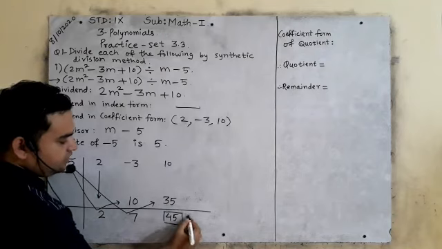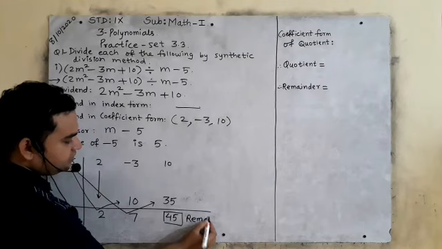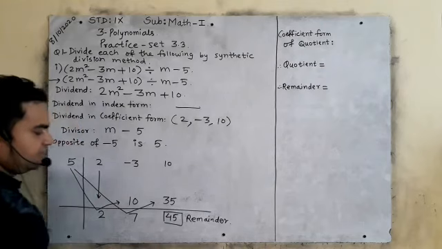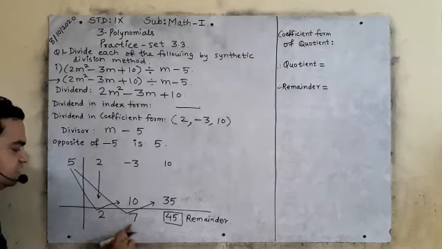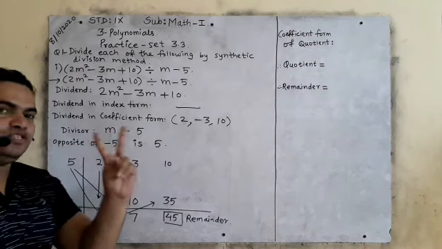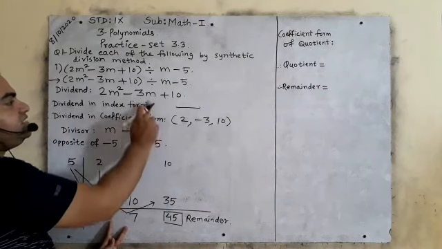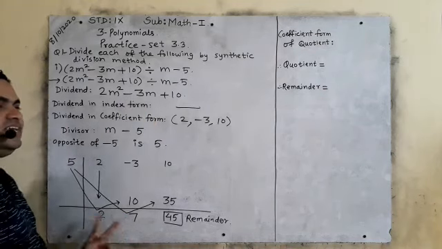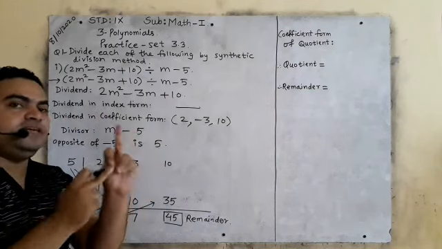So the last number is always considered as the remainder. Clear? And the remaining 2 digits will be considered as the quotient: 2 and 7. There are total how many terms? 2 terms. Which variable is there? M. Which degree will you take here? If there are 2 terms, then the degree will be 1.